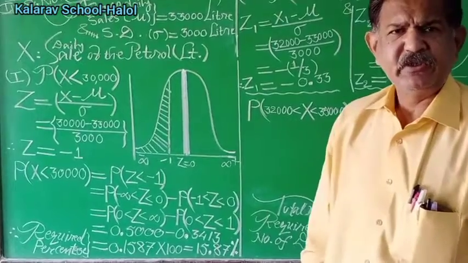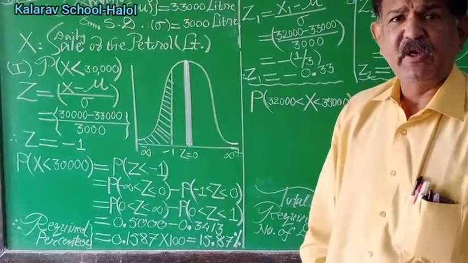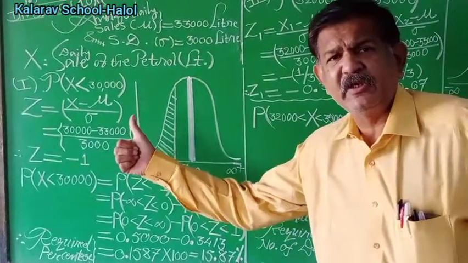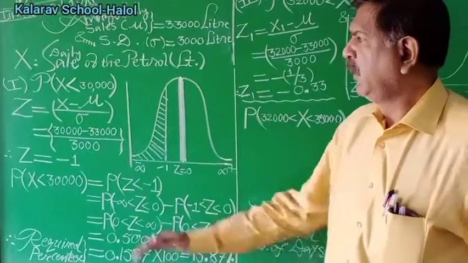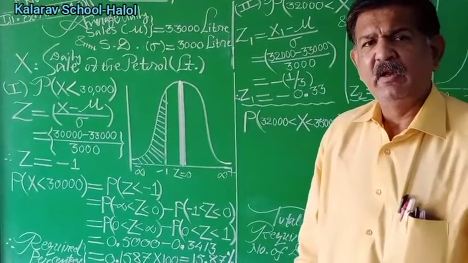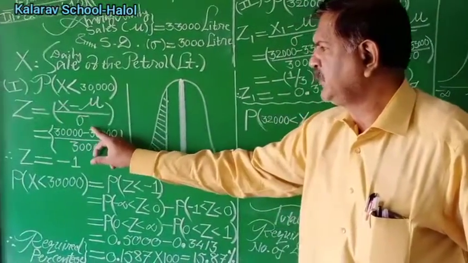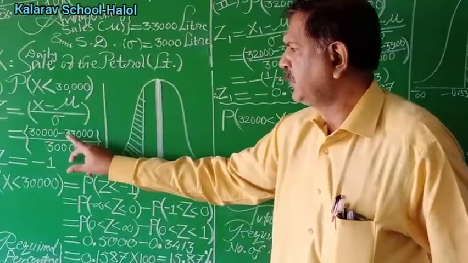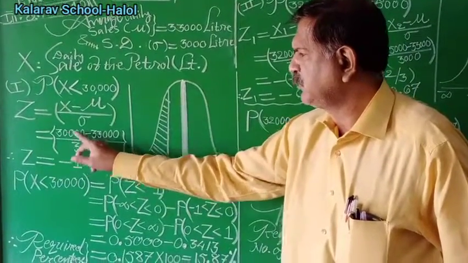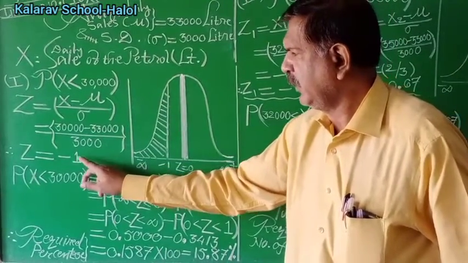Estimate the percentage of the days for which the sales of the petrol remain less than 30,000. Now X should be converted into Z. X is normal variable while Z is the standard normal variable. Z equal to X minus mu upon sigma. 30,000 minus 33,000 upon 3,000. Minus 3,000 upon 3,000, answer will be minus 1.